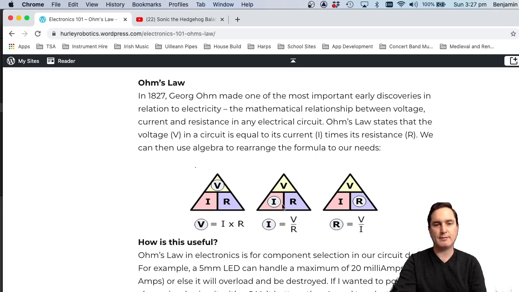Okay, if we're looking at what I is, this is the current, then current is V divided by R, because in the triangle the V is on top over the R. So we've got I equals V divided by R, or V over R. And then also if we're wanting to find out what the resistance is down here, R equals V divided by I. In the same way, V is on top, I is down bottom, so that's our fraction there.